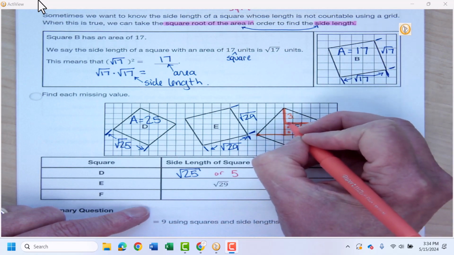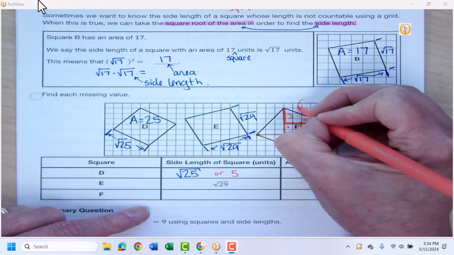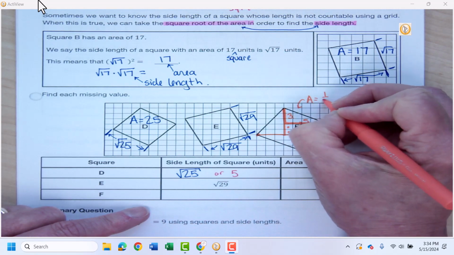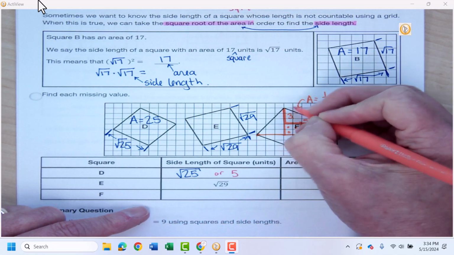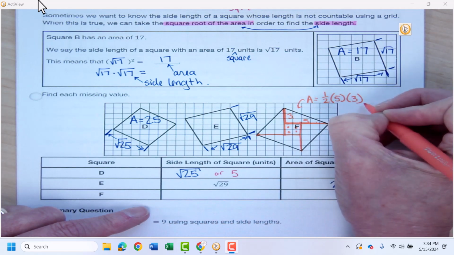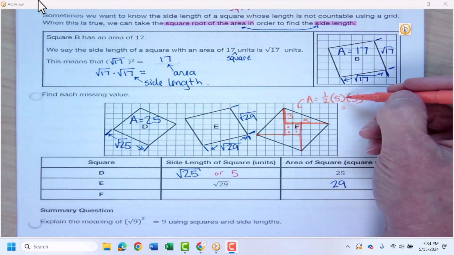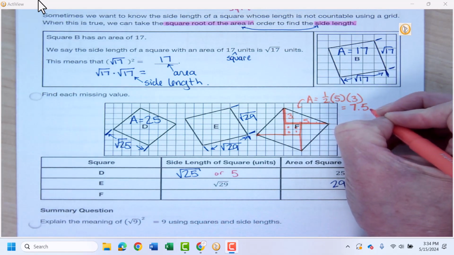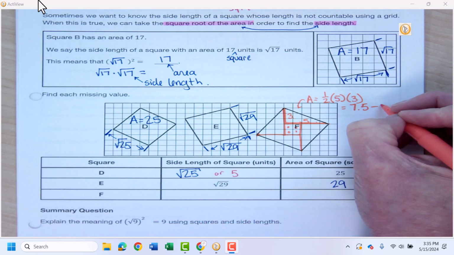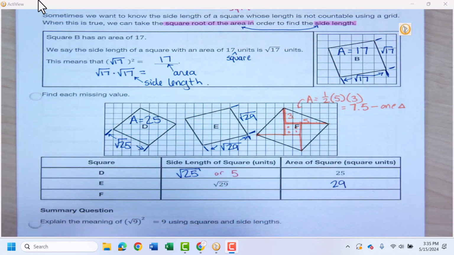Well, I see that the height here is 3. The base here is 1, 2, 3, 4, 5. So the area of this triangle is 1/2 the base, I'll call that 5, times the height, that's 3. And I can multiply these in any order I want. I'm going to do 5 times 3 is 15. Half of that is 7.5. So that's one triangle.